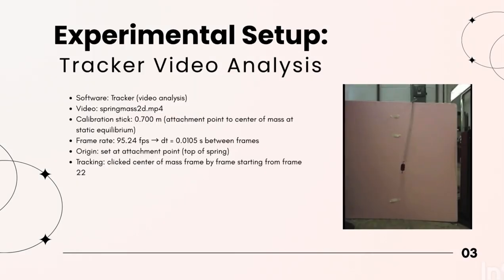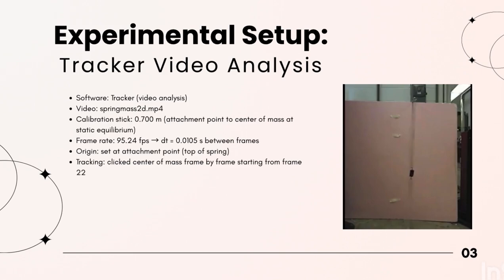We performed video analysis using the video that was already given, which you can see on the right. Before tracking, we calibrated the length scale by placing a calibration stick from the attachment point down to the center of the mass at static equilibrium, a known distance of 0.7 meter. The origin was set at the attachment point, with x horizontal and y negative downward. The frame rate is 95.24 frames per second, giving dt equal to 0.0105 seconds between frames.